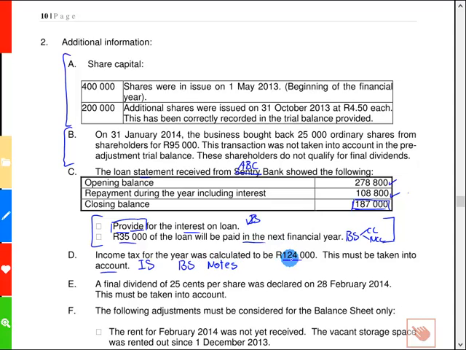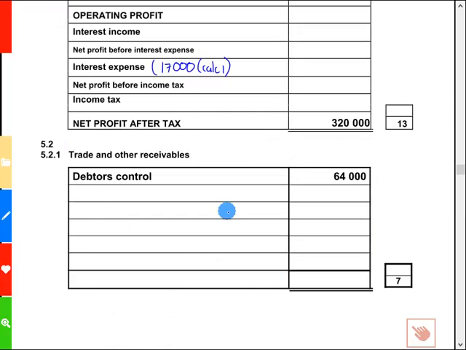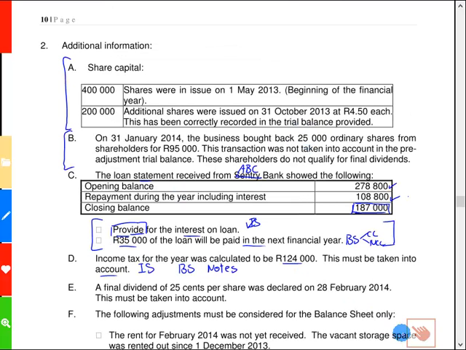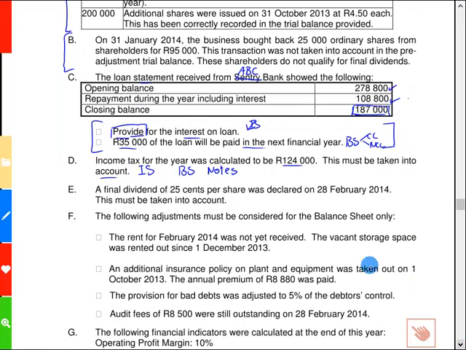Right, so let's deal with the income statement for now. The 124,000 Rand, that's going to affect my income statement here. What is it going to do to my income? It's going to reduce it, so therefore we indicate that with a bracket. Happy with that? Good. Then, a final dividend of 25 cents per share was declared on 28 February 2014.